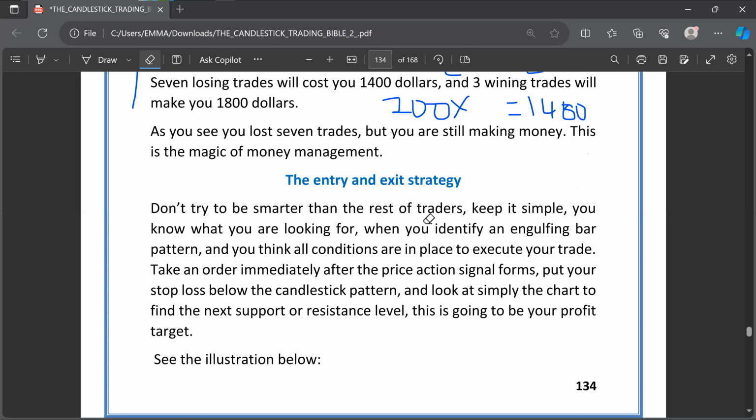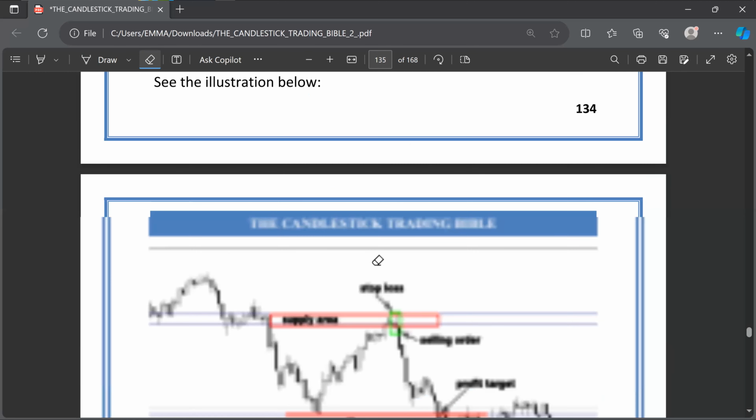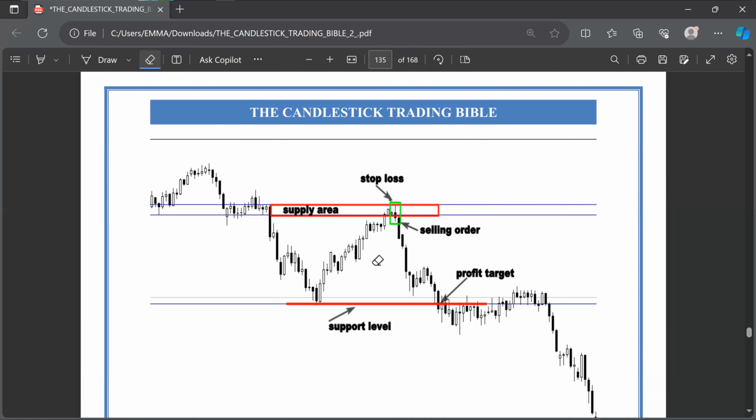When you identify an engulfing bar pattern and you think all conditions are in place to execute your trade, just do that. Take an order immediately after the price action signal forms. Put your stop loss below the candlestick pattern. Look simply at the chart to find the next support or resistance level. This is going to be your profit target. We have looked at this already: where to put your SL, your TP, and all that. It's as simple as that.